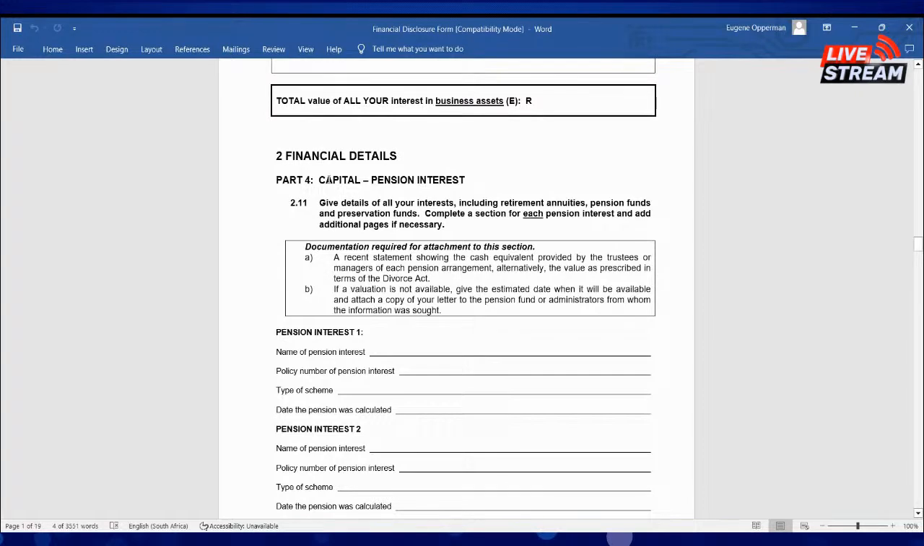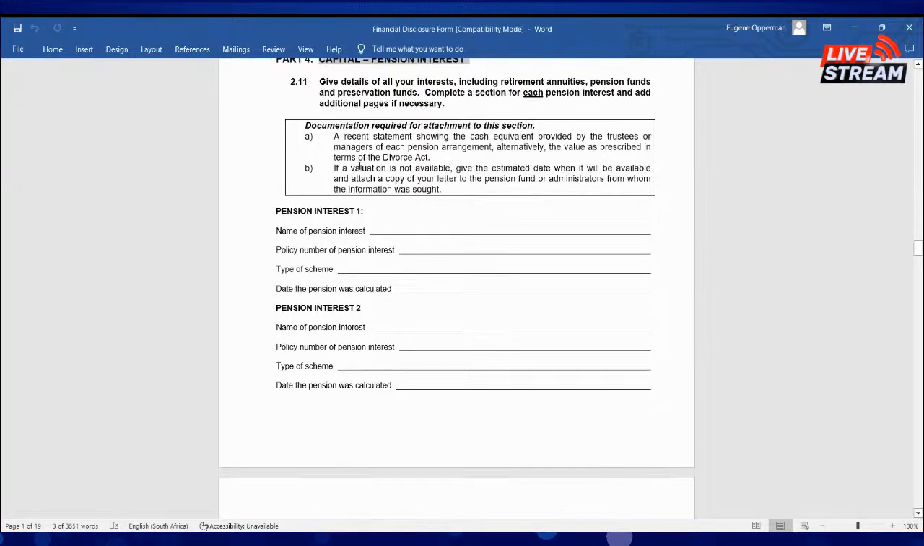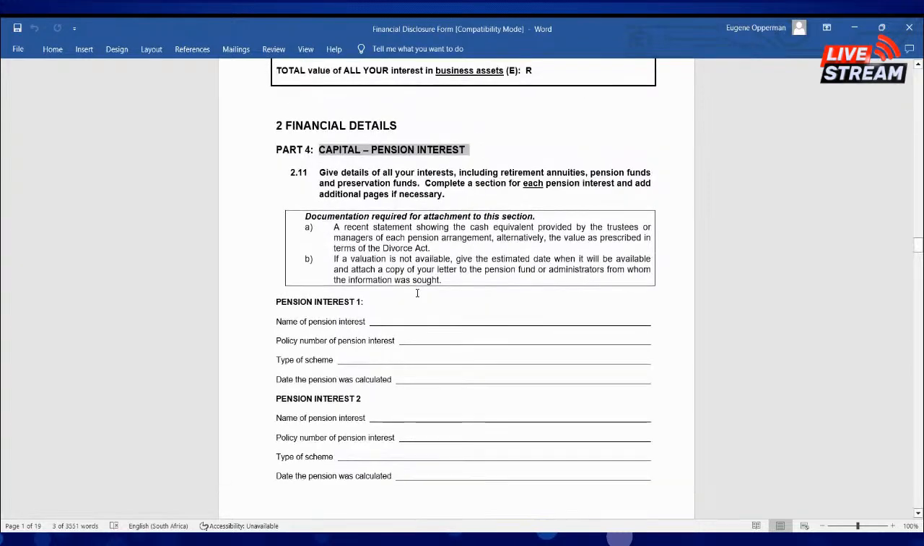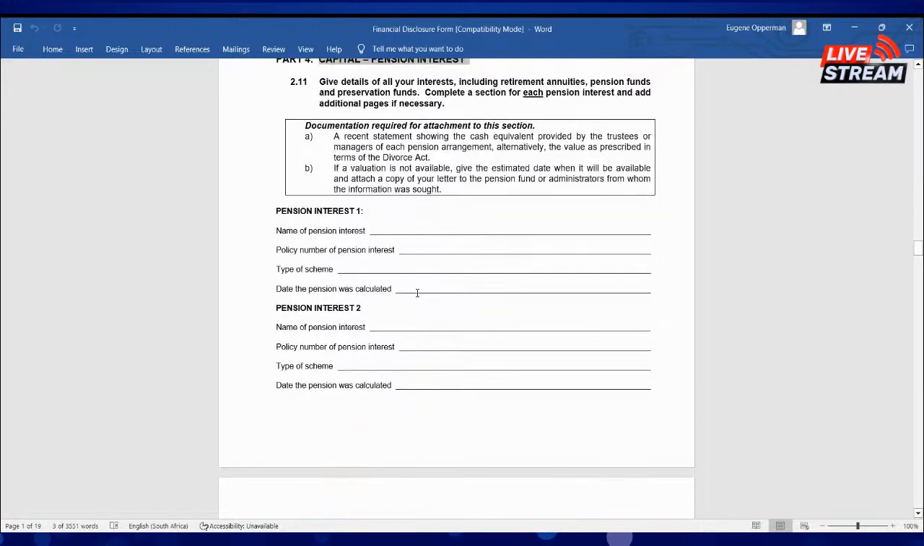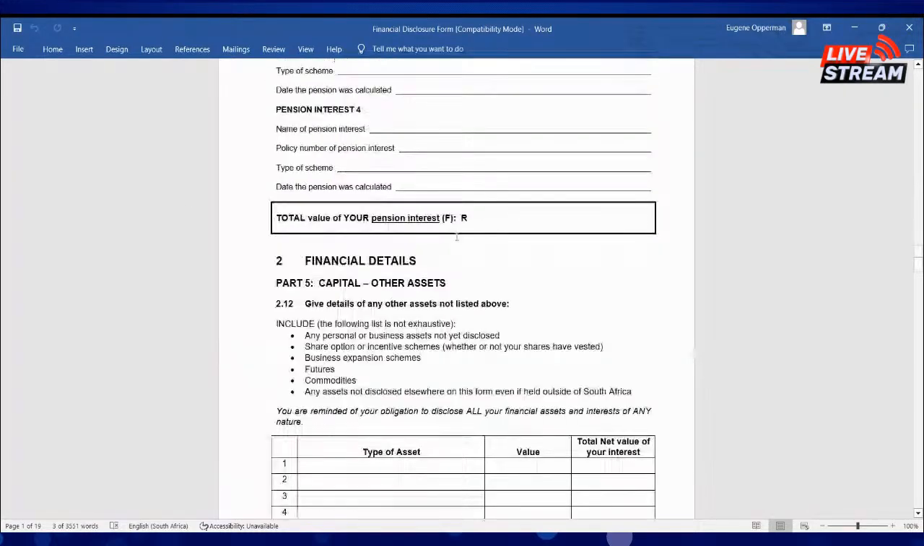Next, also something that is interesting or that should be questioned is the pension interest. Get the details of the pension fund, because there could be an attachment in terms of the Maintenance Act, that pension could also be attached for non-payment of maintenance. So if you have all these details ready now, then you would not have any trouble in the future if there is need for an enforcement of a maintenance order. So if you can get these details now under oath, then you should be well away.